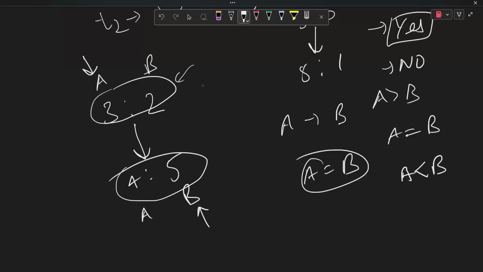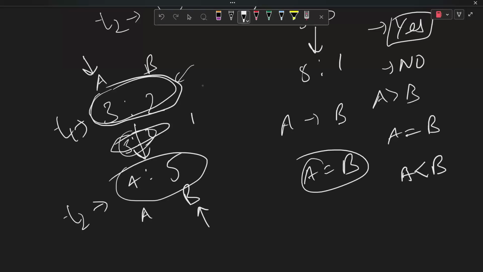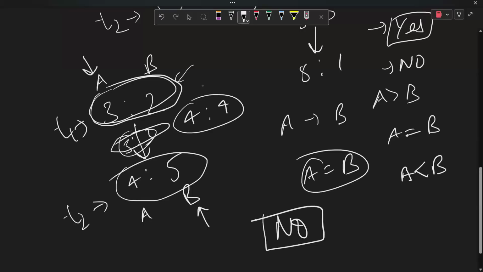So if one team is leading at time t1 and the other team is leading at time t2, then for sure in between we would get some equal score, either 3:3 or 4:4, because without that we cannot switch the lead. So in this case we would give no, and in all other cases we would just give yes. Is the logic clear?